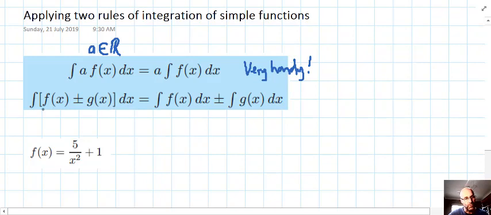The second rule, which we'll demonstrate, is the integral of the sum or difference of two functions, which is shown there, is the integral of the first function plus the integral of the second function if it's a sum, or it's the integral of the first function minus the integral of the second function done separately. Also handy, ditto. So let's look at those.